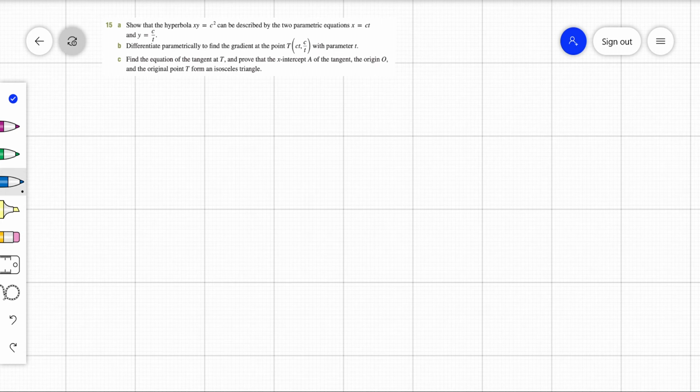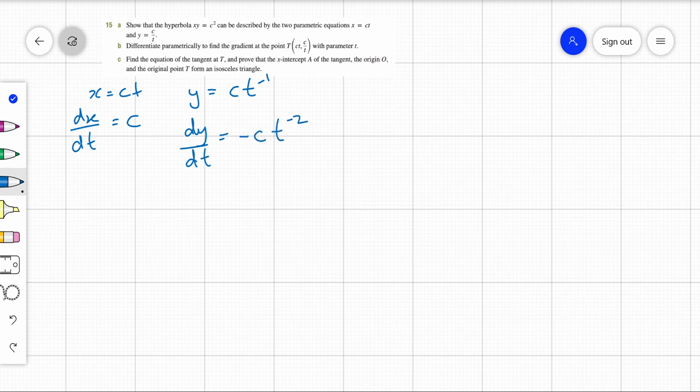If we differentiate parametrically, we know that x equals ct, so dx differentiated with respect to t is c. We know that y is ct to the minus 1 in index form. So do y with respect to t, differentiate with respect to t, we get minus ct to the minus 2.